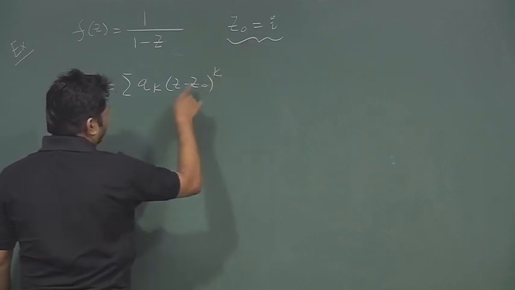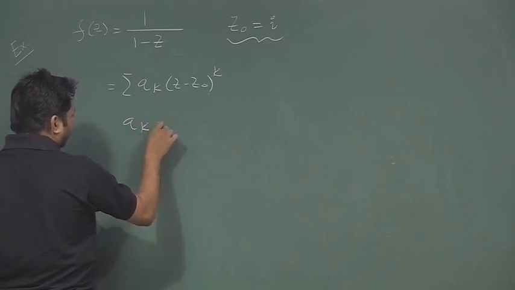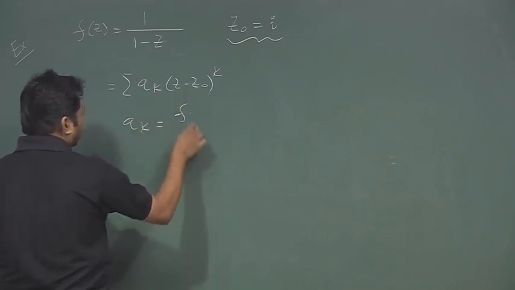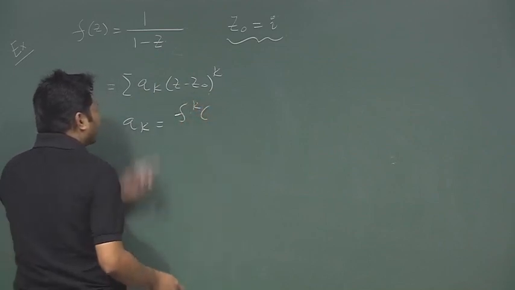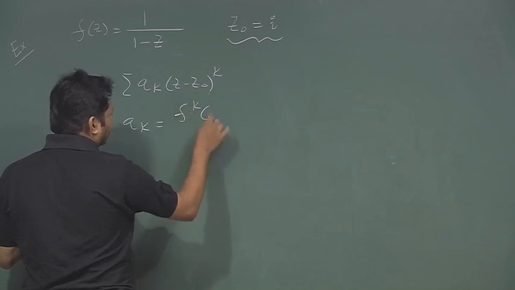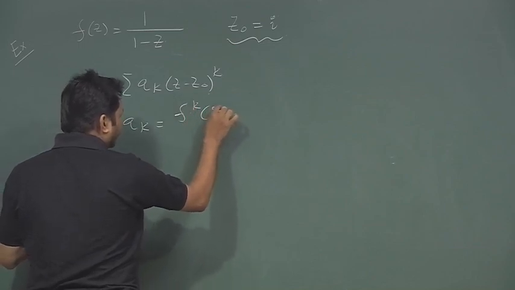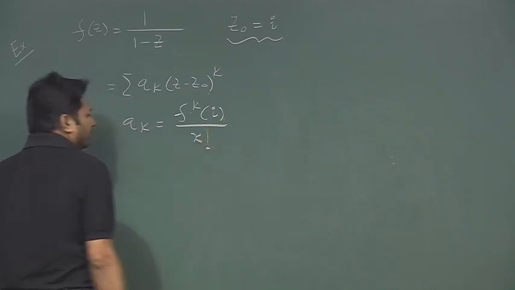z0 is given to you. So, that means this is i. So, a_k, how do I find it? For a_k, you can just take the derivative. The function is given, so you just take the first, second, third or fourth derivative, up to the nth derivative. Then you have a general expression of the derivative, put this value at i, and divide by k factorial.